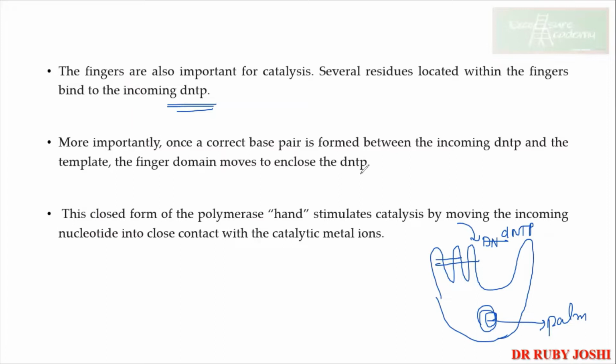Now, more importantly, once a correct base pair is formed between the incoming dNTP and the template, the finger domain moves to enclose the dNTP. अभी कैसे है? Just imagine that the fingers are making interactions with the dNTP. Now it is almost closing the fingers and bringing them towards the palm domain. Imagine हो रहा है क्या आपको?